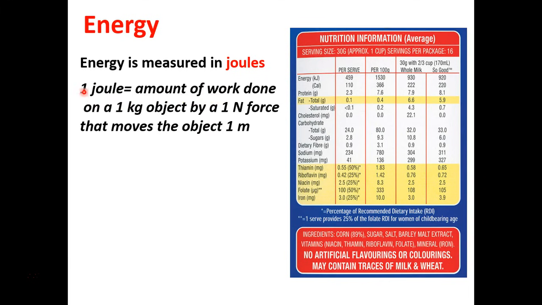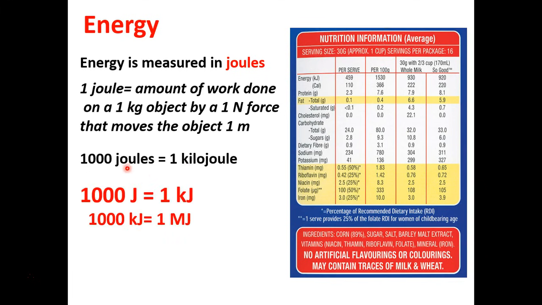Now that's only a very small amount of energy, 1 joule. So we more commonly talk about kilojoules. So 1,000 joules equals 1 kilojoule, just like 1,000 grams equals 1 kilogram. We abbreviate joules as J, and kilojoules we can write as kJ. When we're talking about really large amounts of energy, we can use megajoules as well. So 1,000 kilojoules equals 1 megajoule.